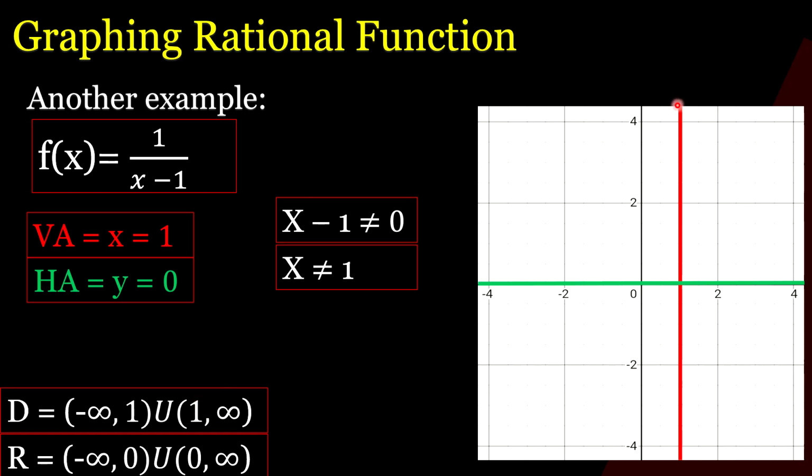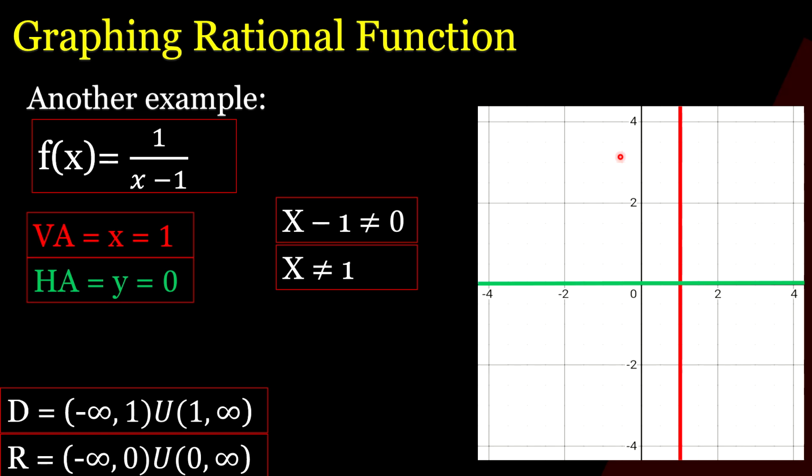Iniwasan natin yung 1. Iniwasan natin tong line na to. Ibig sabihin, pwede natin kunin lahat ng numbers sa left ng red, saka sa right ng red, maliban dito sa point ng 1. So, ganun din sa range. So, negative infinity to 0, tapos 0 to infinity.